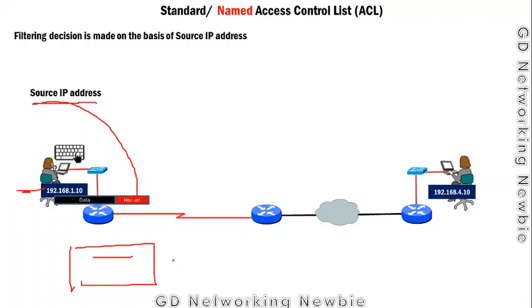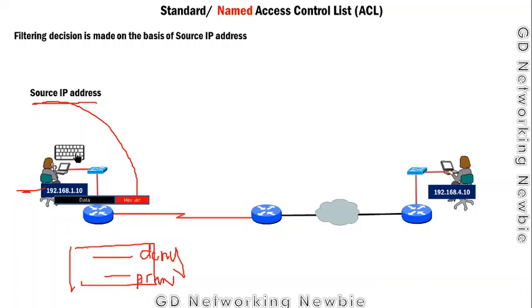And what decision? We will provide the decision that if the packet is coming from this guy, maybe deny it, and for the rest of the guys we can say yes, permit the rest. So we can do it. It will check the source IP address, and it will make decisions.